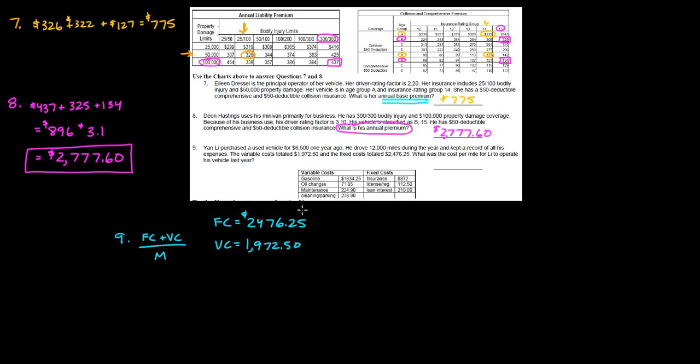So now we have to find the cost per mile. The number of miles is 12,000. So I'm going to take my 1972.50 plus my 2476.25. I've got to do that first. Once I have that, then I will divide it by my 12,000 miles, and I will find that it's 37 cents per mile.